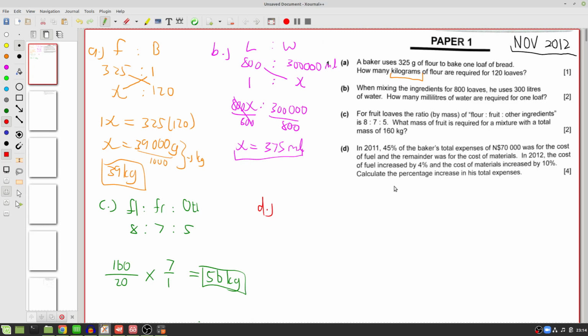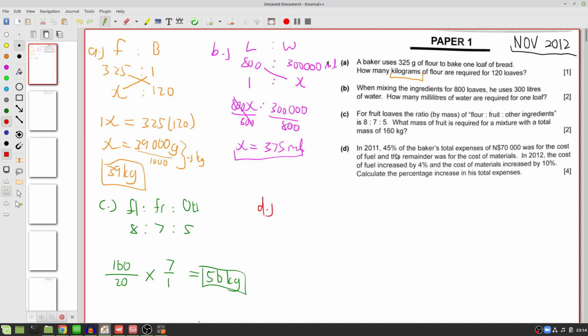In 2012, the cost of fuel increased by 4%, and the cost of materials increased by 10%. Calculate the percentage increase in these total expenses. Okay, in a question like this, the most difficult part is just keeping everything in your head as you're reading along. So I would suggest just writing down everything as you see it.